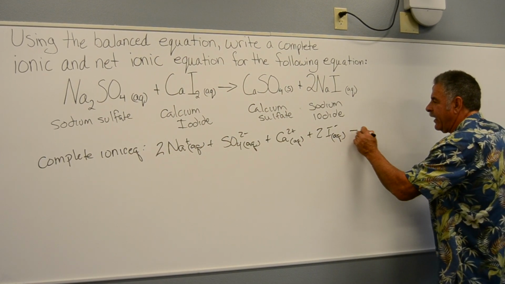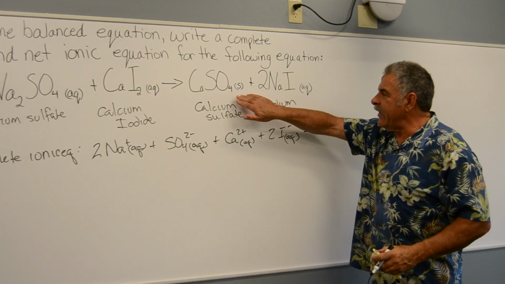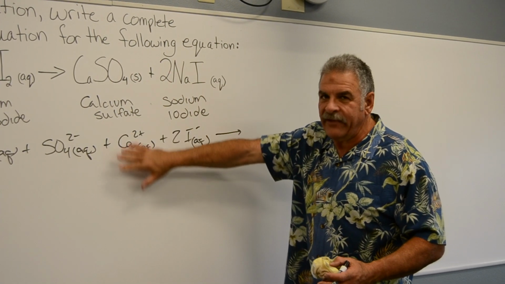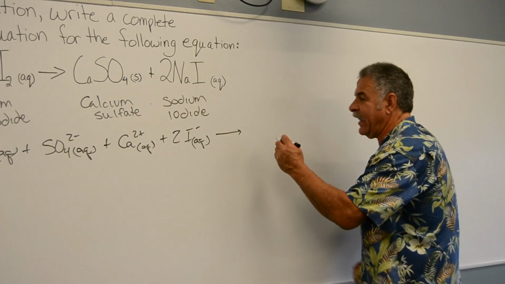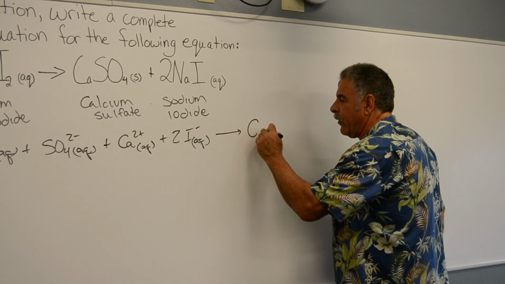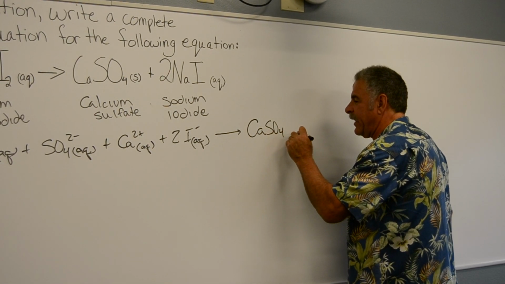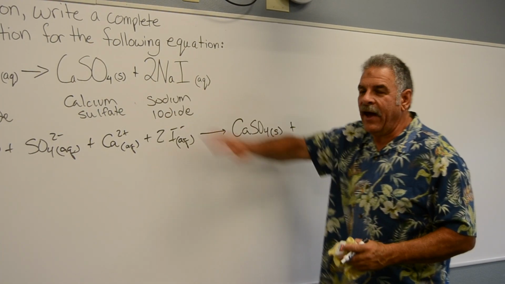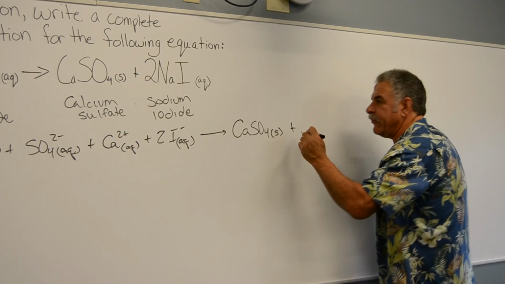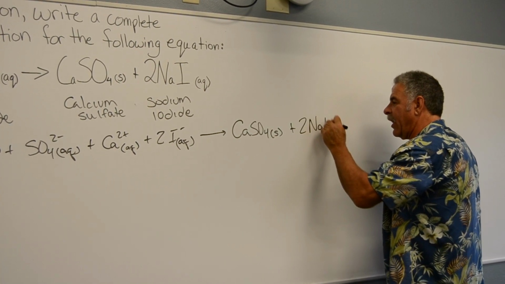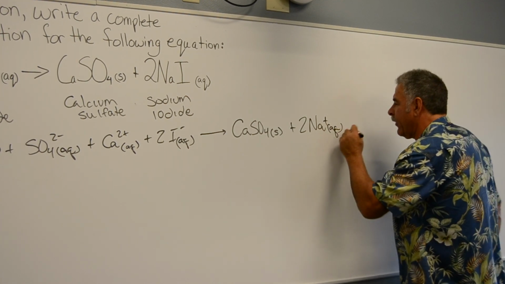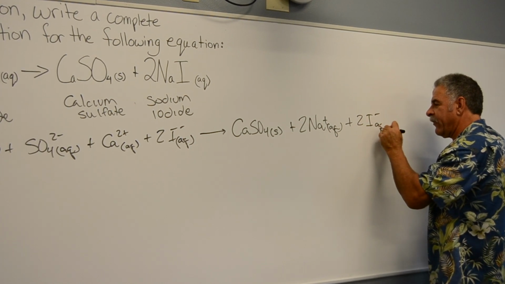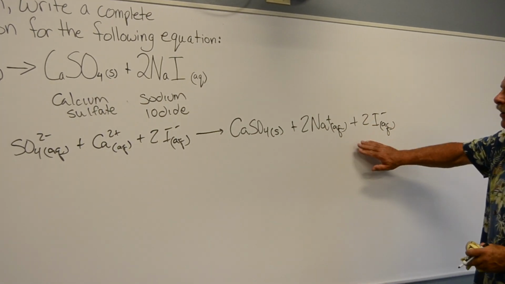When we get to the product side, we see that calcium sulfate has an S, which means it's a precipitate. So this changes, it precipitates out. So when it's still in the aqueous solution, it remains a solid in the complete ionic equation. However, the sodium iodide still remains in solution, so you need 2 sodium plus aqueous plus 2 I minus aqueous. And that is our complete ionic equation.